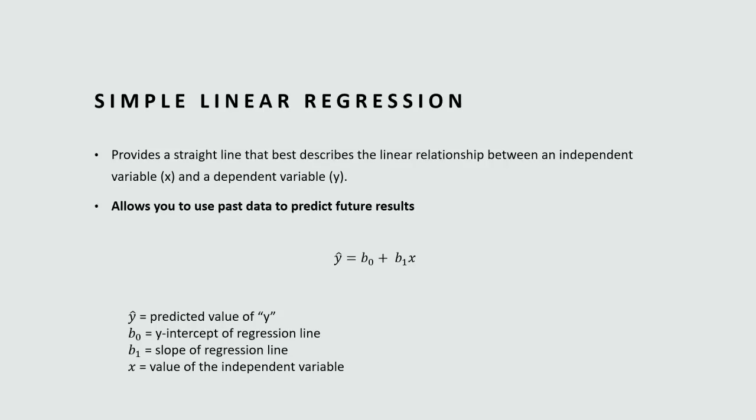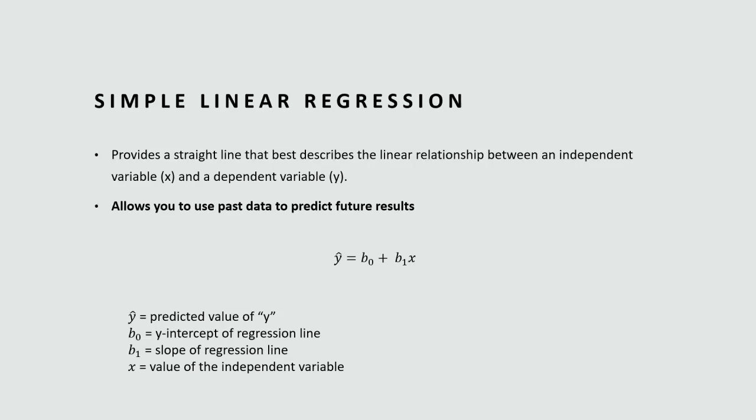Because what you would do with an equation like this is you would just plug in values for x. You would plug in 10, 15, 20, and it would shoot back a predicted value of y, which is how we would be able to then predict our future results.